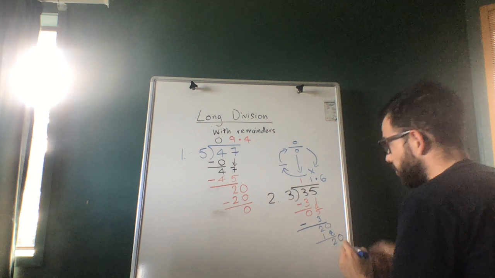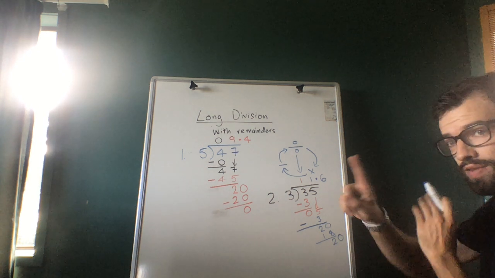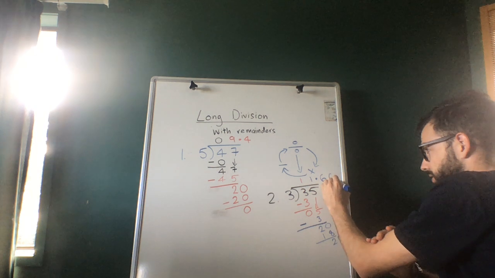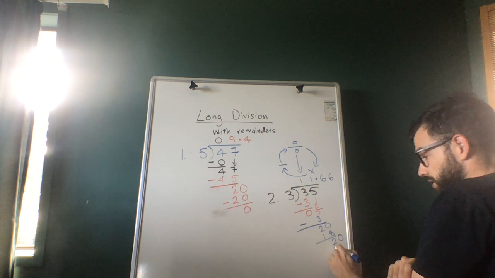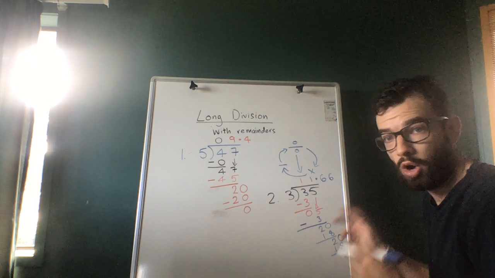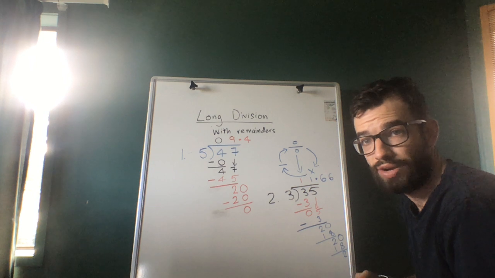So we add our 0. We don't need to add another decimal point. You only ever have one decimal point. 3 into 20 is 6 again. 3 times 6, 18. What is left over? 2. So what we've got is a reoccurring problem.